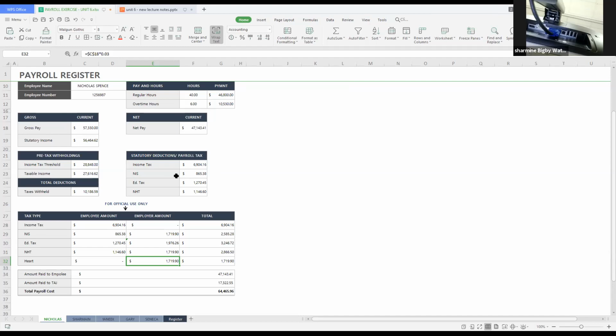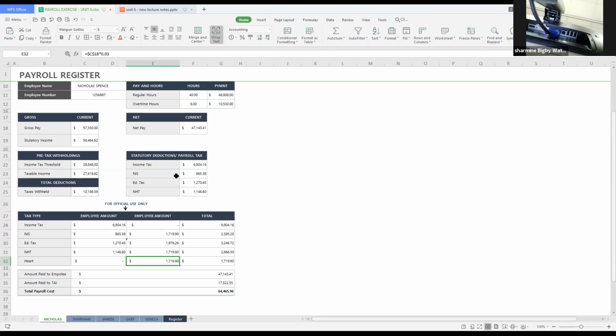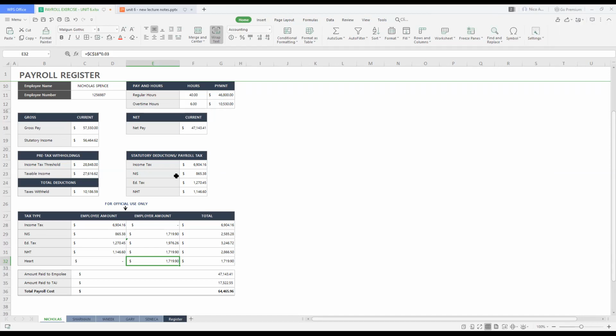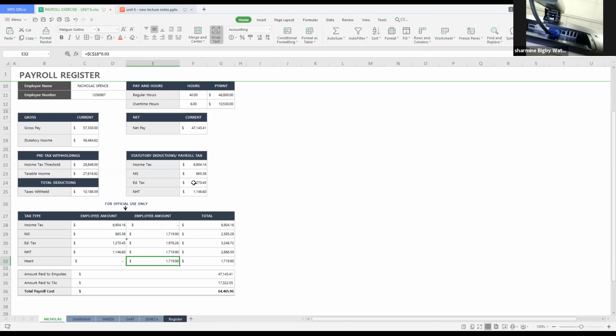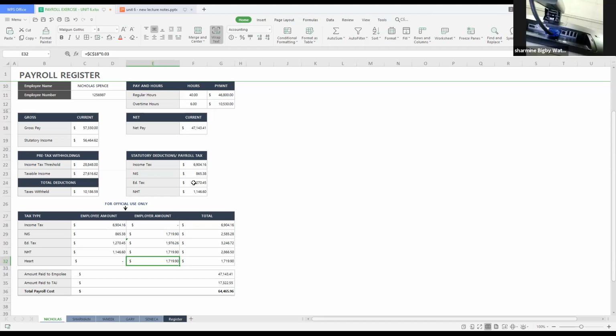So I have the NIS for $865.38, and I have the education tax. So we're not talking about education tax. We're talking about statutory income. Gross pay minus NIS. That's all you need to focus on, right? Okay, gross pay. What is the gross pay that you have? Is it 64.96?